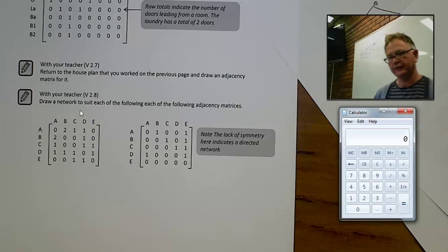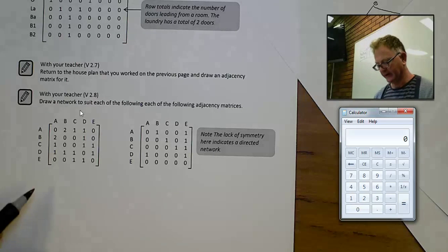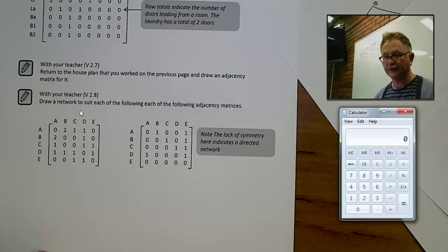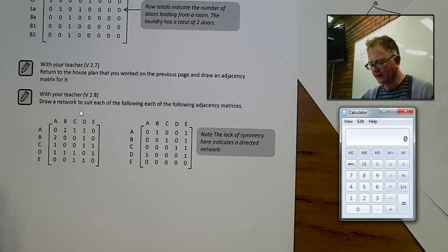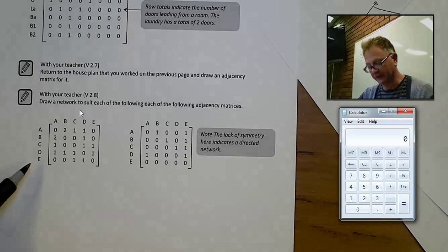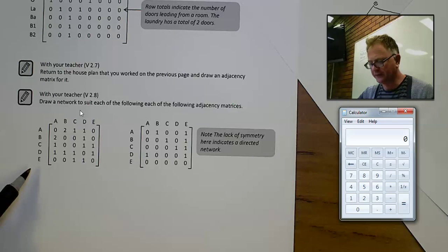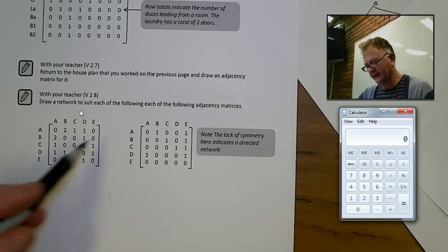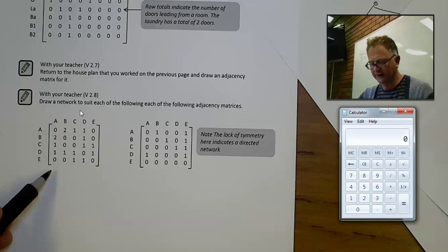Now we're going to try and do the reverse process. That is, given an adjacency matrix, we're going to try and draw a network that matches it. You really should first of all decide whether or not you've got a directed network. Now if this matrix has got a symmetry, then we know that it's an undirected network. If it's got the thing where row A is the same thing as column A.